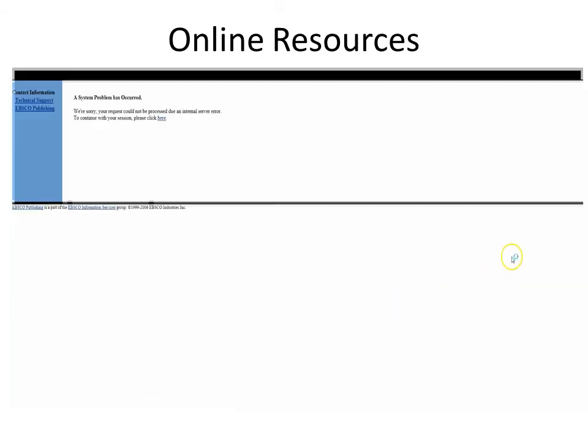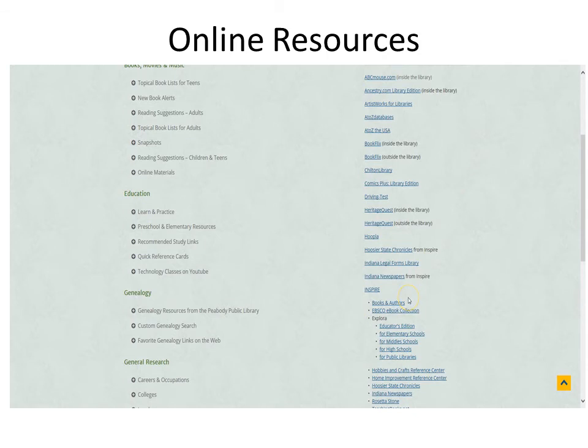As well as Indiana newspapers. This is from Inspire. Oh, I need to write that one down. This is from Inspire. We'll get that link fixed for you. I'm writing it down. Indiana newspapers. Okay. All right. And Best Schools was taken off because that link was broken.